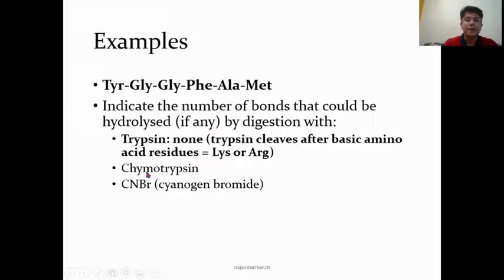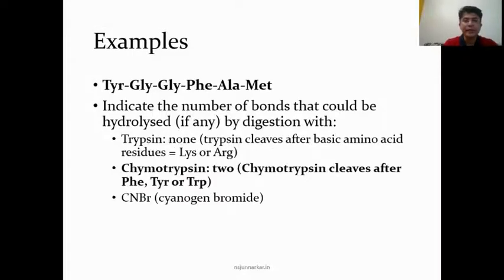Another case is chymotrypsin. Chymotrypsin acts on the carboxyl side of phenylalanine, tyrosine or tryptophan, and you can see there is one tyrosine and one phenylalanine. So the carboxyl side of the phenylalanine will be cleaved and tyrosine also will be cleaved. So these two peptide bonds can be cleaved by chymotrypsin.